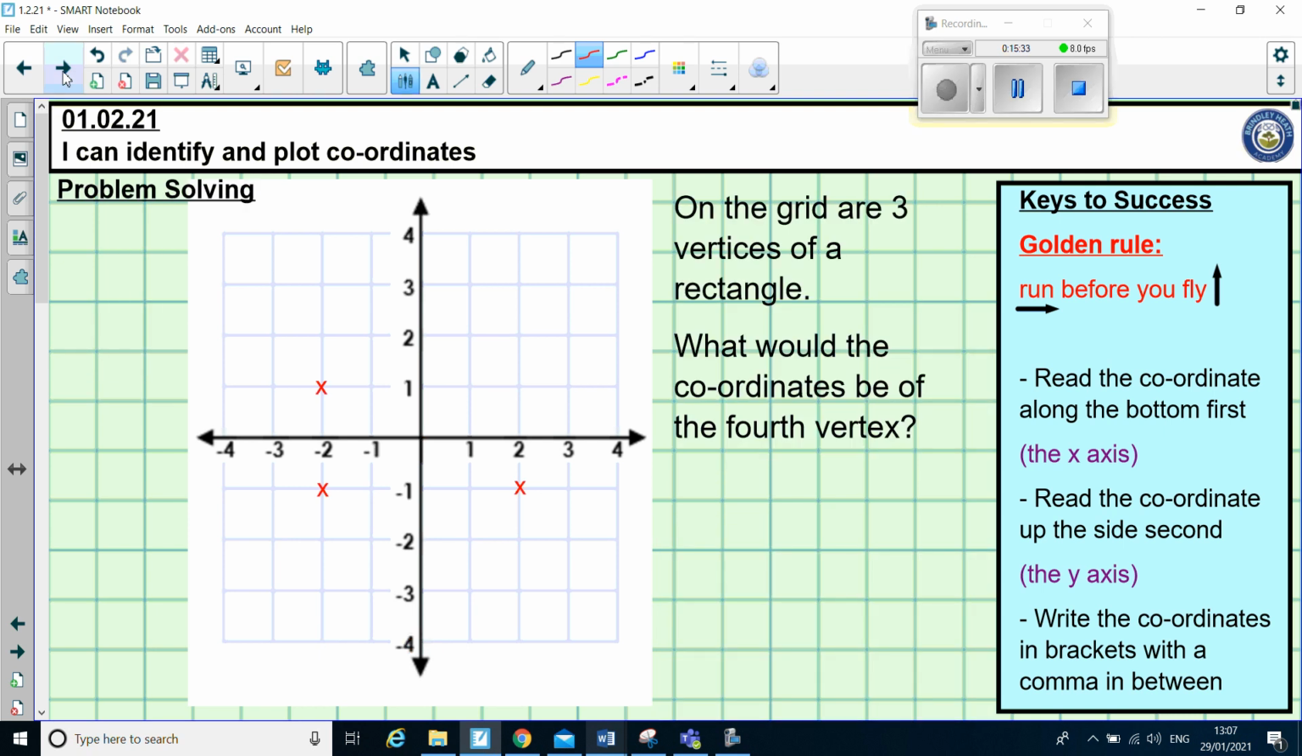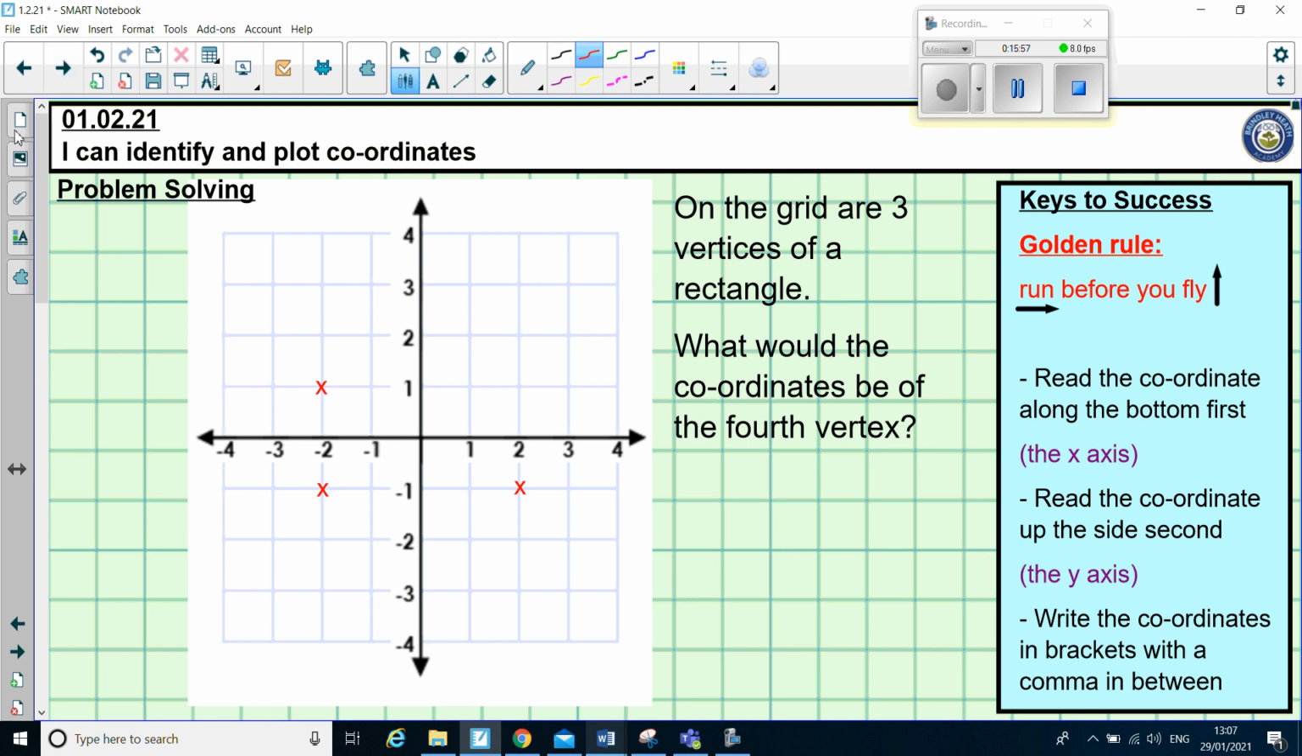The final thing that you're going to encounter on maths.co.uk today is a kind of problem-solving question that looks a little bit like this. So my question says, on the grid are 3 vertices of a rectangle. Remember, vertices are like corners. What would the coordinates be for the 4th vertex?